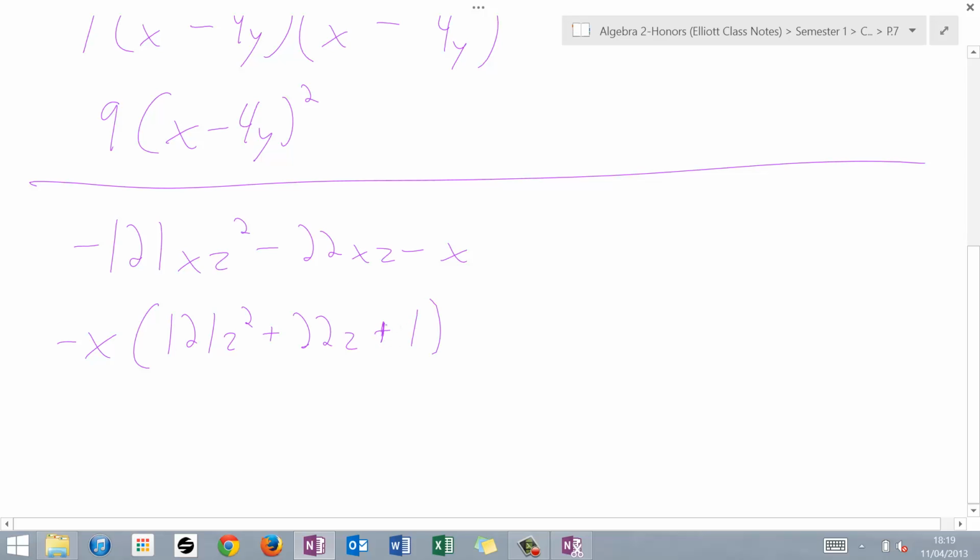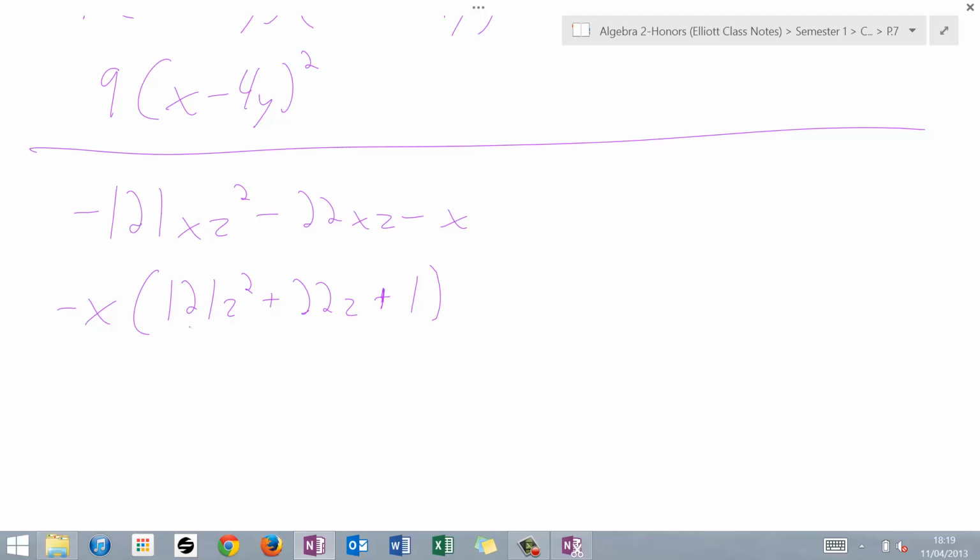As I look at that, I suspect that this might be a perfect square trinomial because this is a perfect square and this is a perfect square. And 121 square rooted is 11, times 2 is 22. It looks like it's going to work.